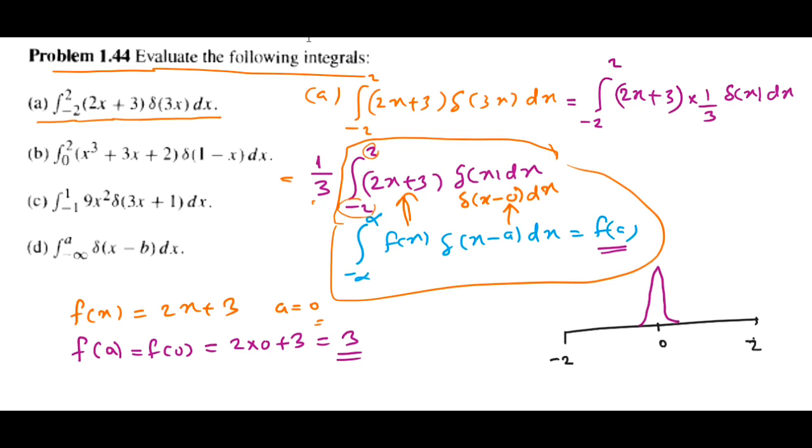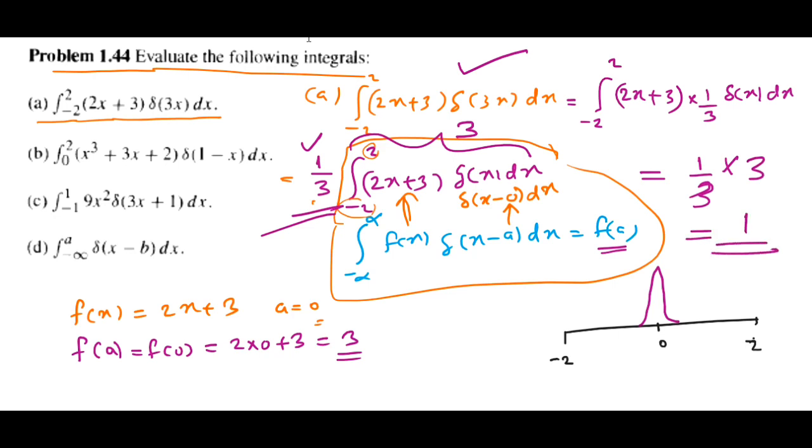Therefore, the result of this part is 3. Then what will be the final answer? The final answer of this integration is 1 by 3, which we already have here, into 3, which is nothing but 1. Therefore, the answer of this integration is 1. Okay, let us do the second problem.